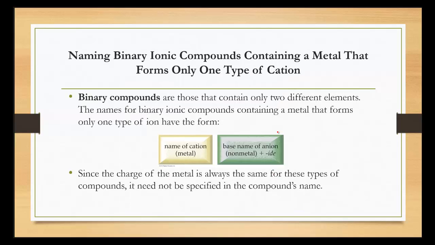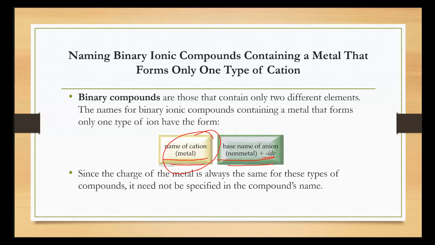Binary compounds are those that contain only two different elements. The names of the binary ionic compounds contain the metal that forms only one type of ion, so it would be just the metal and the nonmetal. Since the charge of the metal is always the same for these, it need not be specified in the compound's name.